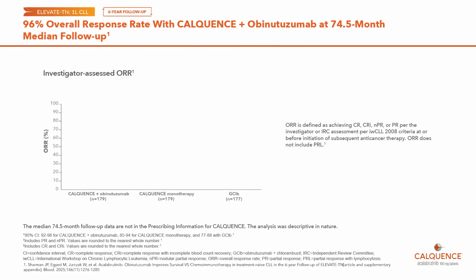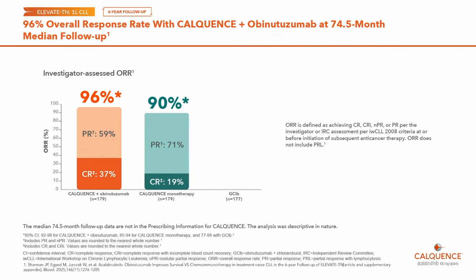The CALQUENCE plus obinutuzumab overall response rate was 96%, and there was a combined complete response with incomplete hematologic recovery equal to 37%. The overall response rate for CALQUENCE monotherapy was 90%, and the combined complete response with incomplete hematologic recovery was 19%. The obinutuzumab and chlorambucil arm had an overall response rate of 83% and a combined complete response with incomplete hematologic recovery of 14%.